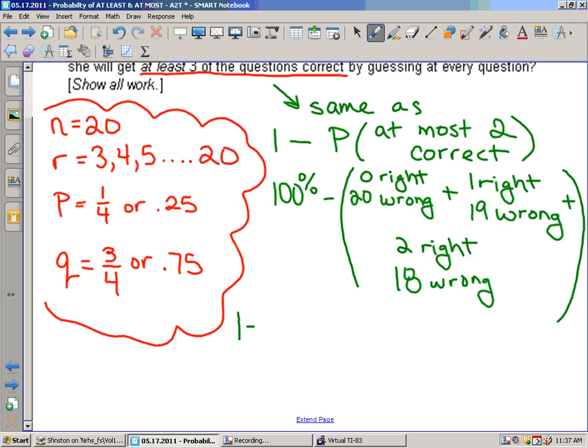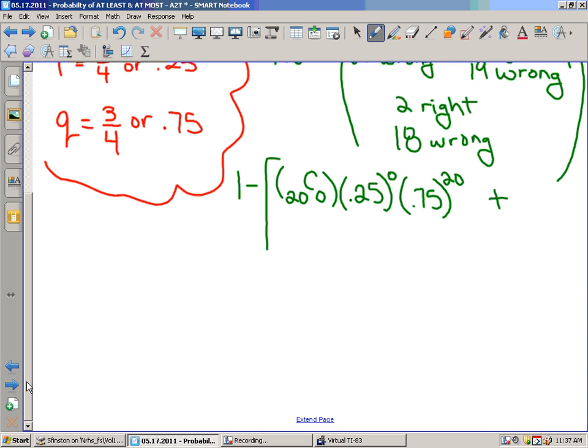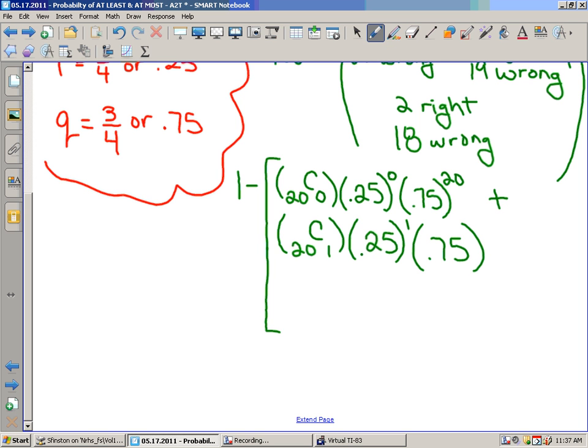So here's what we're going to do. We're going to do 1 minus, now let me see if I can do it in a big probability, right? This is going to be the probability of, at most, 0 right, 20 wrong. That's 20 C0, 0.25 to the 0, 0.75 to the 20th. Plus, oh boy, I hope I can fit it. Otherwise, I'll just leave this open so I can get some more room. Plus 20 C1, 0.25 to the first, 0.75 to the 19th. Hey, this is a lot better than going the other direction.